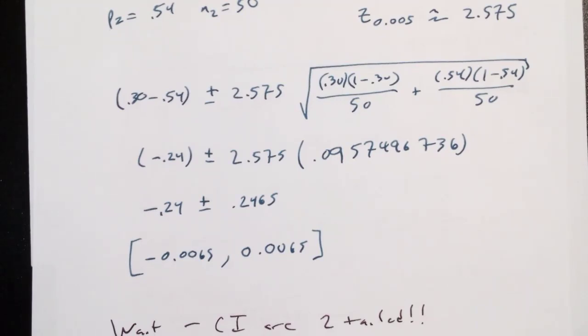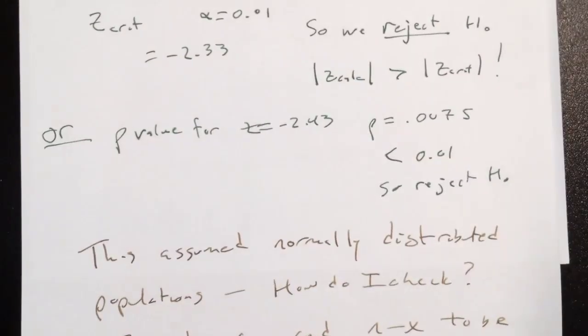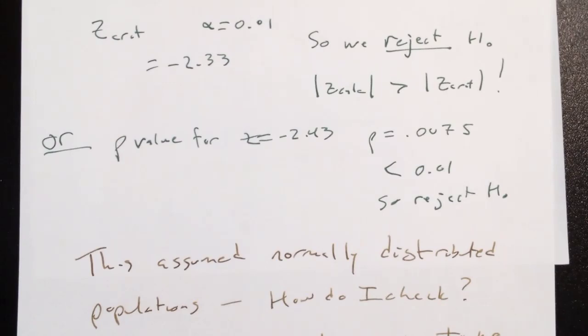See a problem? 0's in my confidence interval. That means I should accept the null hypothesis. But this result said reject. Why? I forgot something.